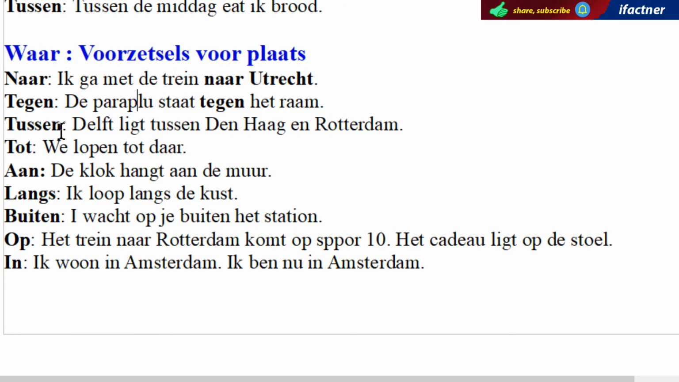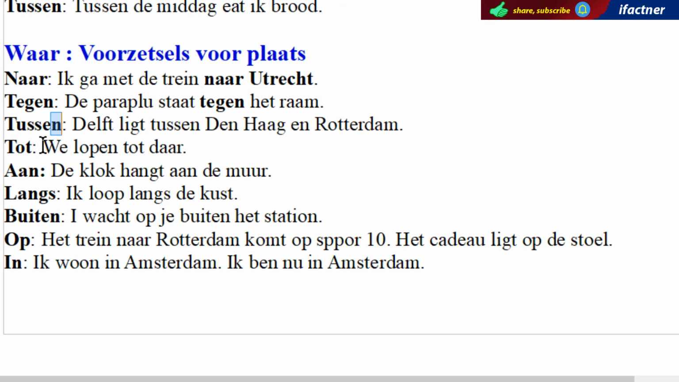Tussen. We can say Delft ligt tussen Den Haag en Rotterdam. Usually when we are speaking fluently in the streets, we don't pronounce the last n. We say tussen. Delft ligt tussen Den Haag en Rotterdam. Delft is between the city Den Haag and the city Rotterdam.